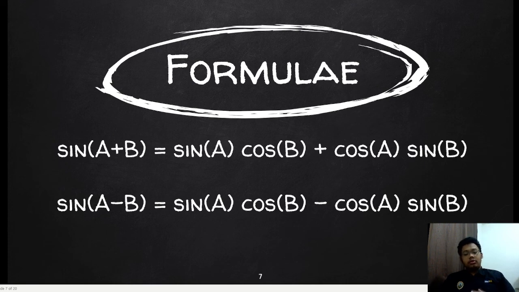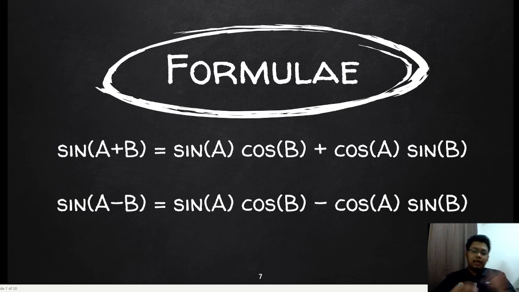Sine A plus B is equal to sine A cos B plus cos A sine B. Alright, sine A plus B equal to sine A cos B plus cos A sine B is something like we expand the sine A plus B. It's just so that we can know how to calculate it. For example, if A is not given, but only B is given, for example 60 degrees, how can we find what is angle A? So here's how the formula works.